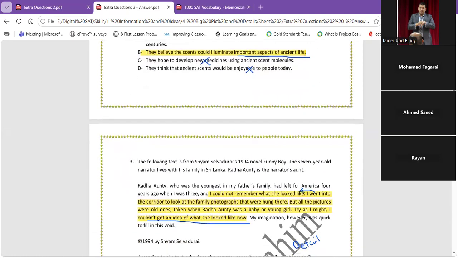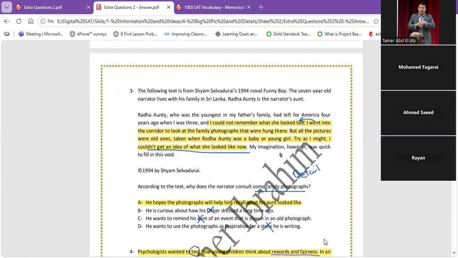Let's go to question number 3. And for question number 3, again, I'm going to go to the question. Whenever you find the words or the phrase according to the text, this again is a detail question. So you have to read the question, find the goal, then read the whole text to find the answer. Here he said, according to the text, why does the narrator consult some family photographs? Why does the narrator go and start looking at some old photographs?